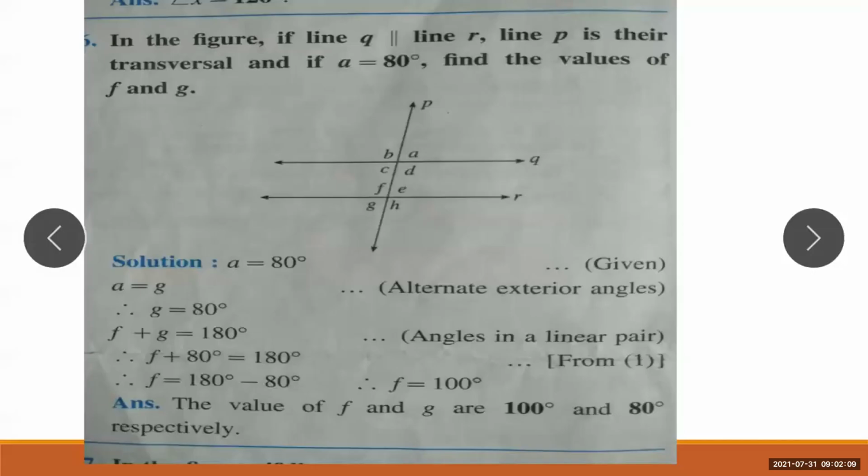The pair for angle A is... am I audible? Hello, am I audible, ma'am?